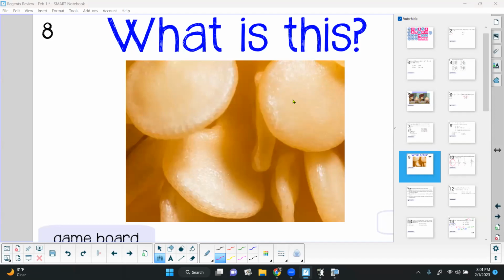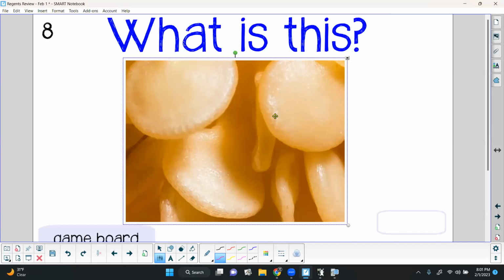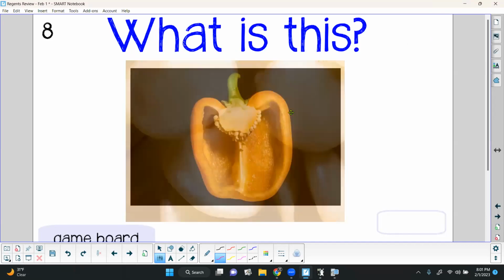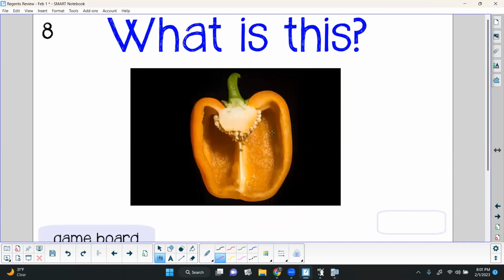It is the inside of a pepper. It's the seeds in a pepper. Oh, I got you. That was a pretty good one, huh? That was a pretty good one.